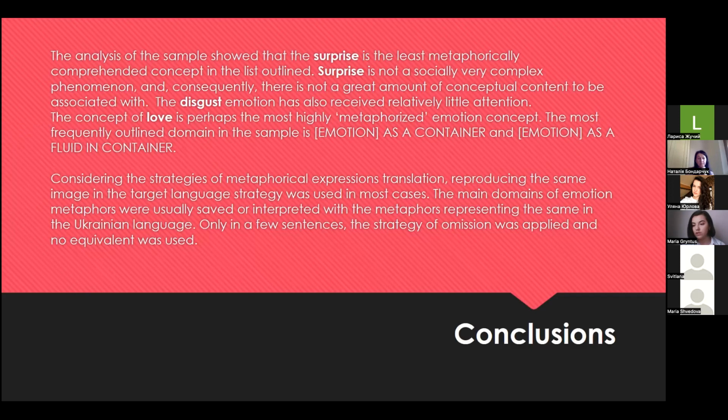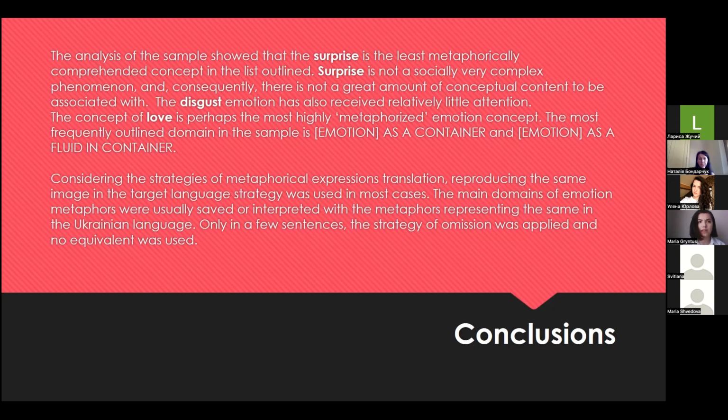Speaking about another concept of positive meaning, the concept of love is perhaps the most highly metaphorized one, and the most frequently outlying domains in our sample are emotion as a container and emotion as a fluid in a container. Speaking about the strategies of translation, reproducing the same image in the target language was used in most cases. The main domains of emotion metaphors were usually saved or interpreted with metaphors representing the same image in the Ukrainian language.